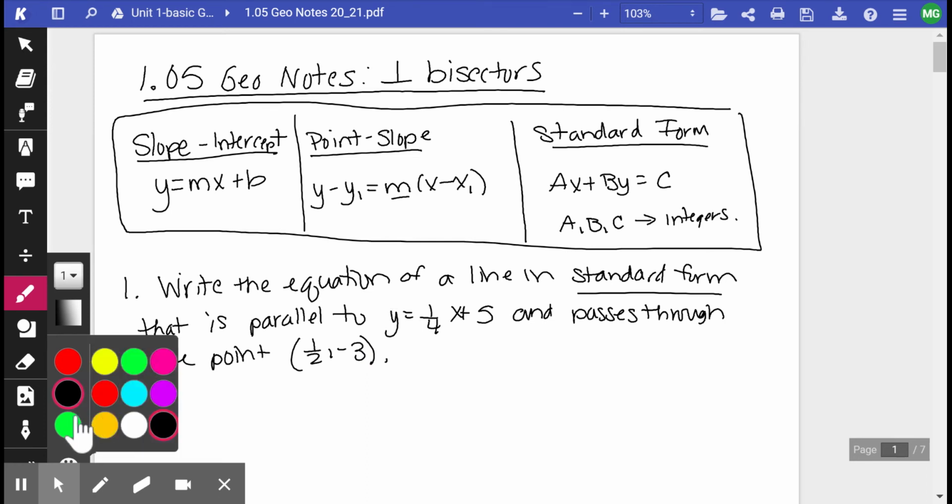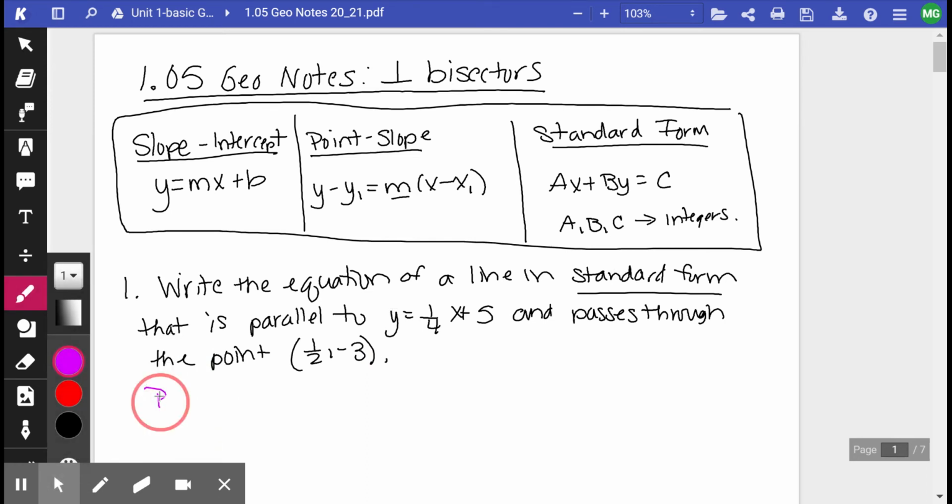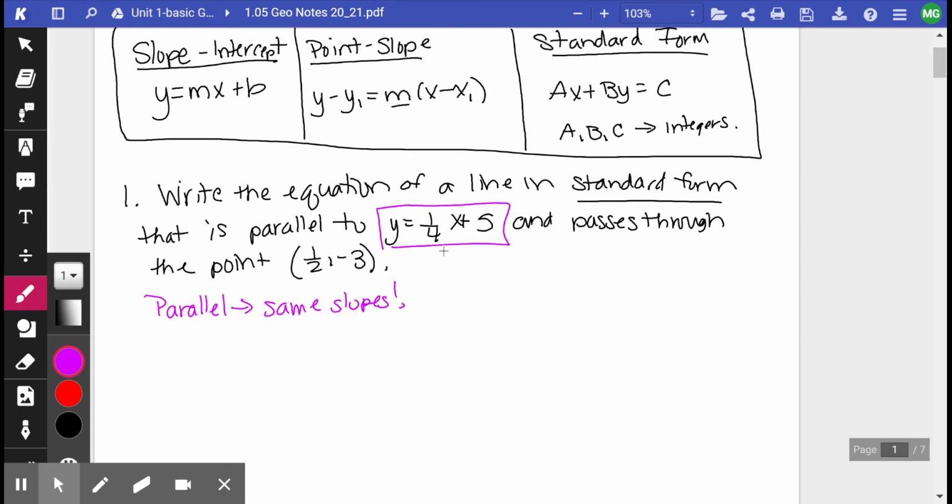Okay, so a couple things you need to know here. Parallel lines are always going to have the same slope. So you need to be able to find your slope from your equation. We want a parallel line to that. This is in the form y equals mx plus b, which is your slope-intercept form. So your m is the coefficient of x, so that's 1/4. So your new slope is also going to be 1/4, exactly the same. And now we want it to pass through the point (1/2, -3).